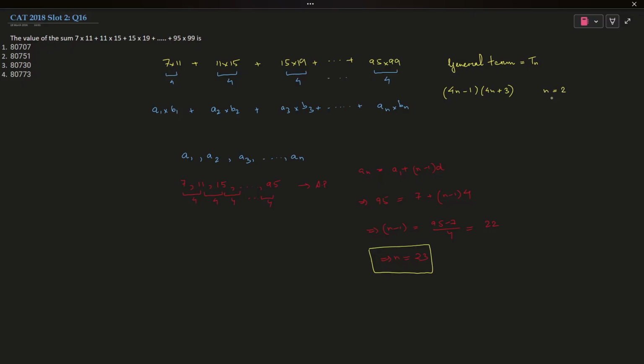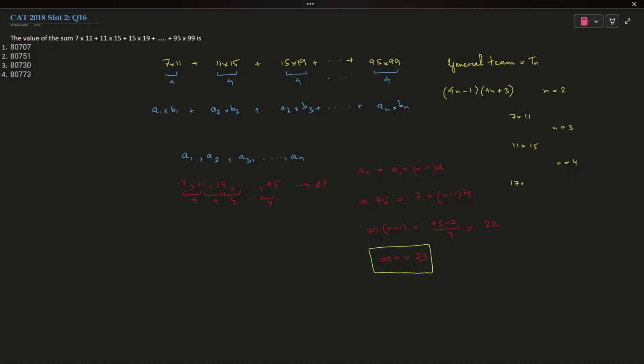Put n equal to 2, guys. If I put n equal to 2, what will I get? 7 into 11. If I put n equal to 3, how much? 11 into 2015. If I put n equal to 4, how much will I get, guys?